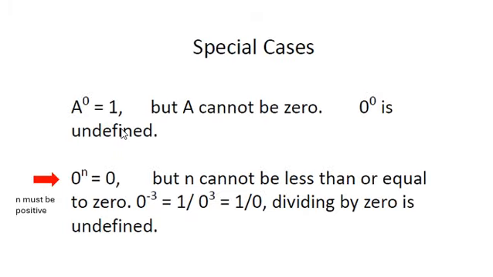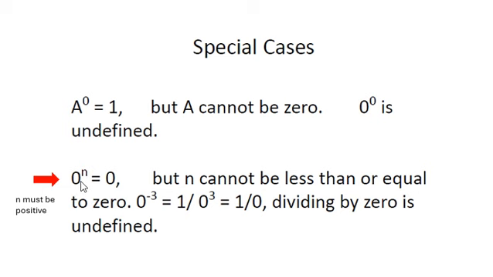Special cases. a to the power 0 will give you 1. a cannot be 0. If you have 0 to the power 0, that would be undefined. 0 to the power n is going to be 0, but you have to think about what n is. So n cannot be less than or equal to 0. If this n is equal to 0, it would be undefined.